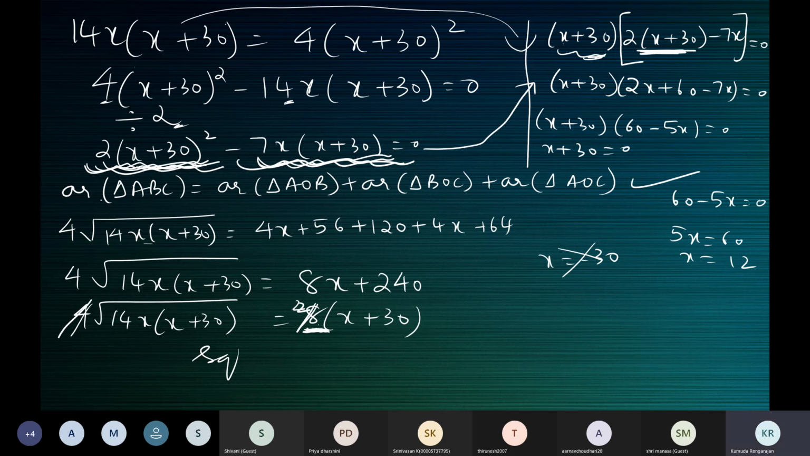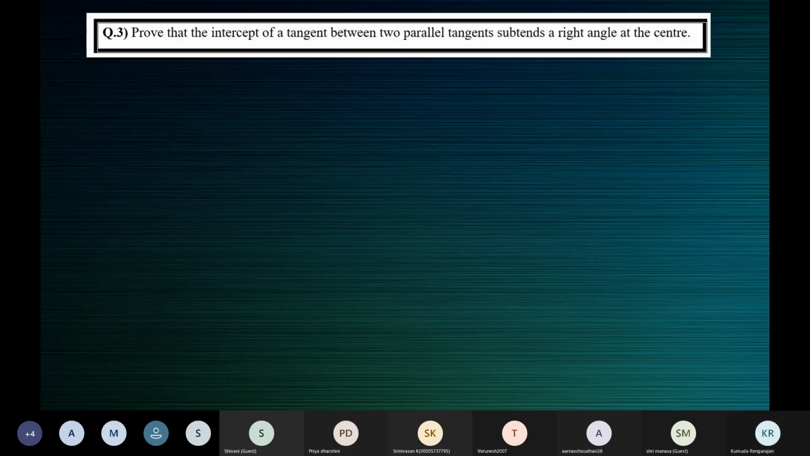All right, let's see the next one. Prove that the intercept of a tangent between two parallel tangents subtends a right angle at the center.